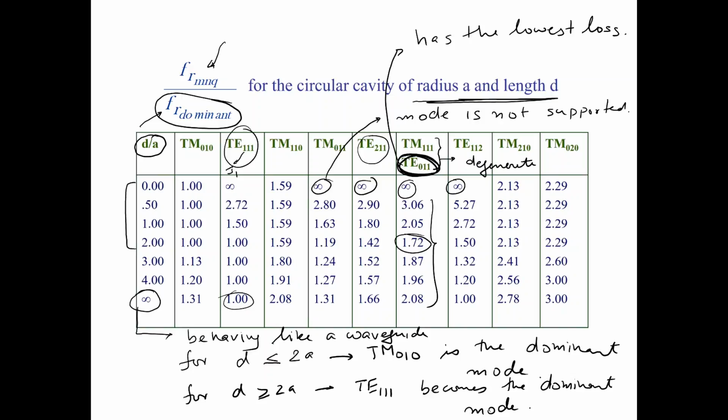TE011 mode is using the Bessel function of zeroth order, and the Bessel function of zeroth order is the only Bessel function where the intensity is peaked in the center. So most of the power is being captured in the center of the waveguide, and because of that, this will have the lowest loss.